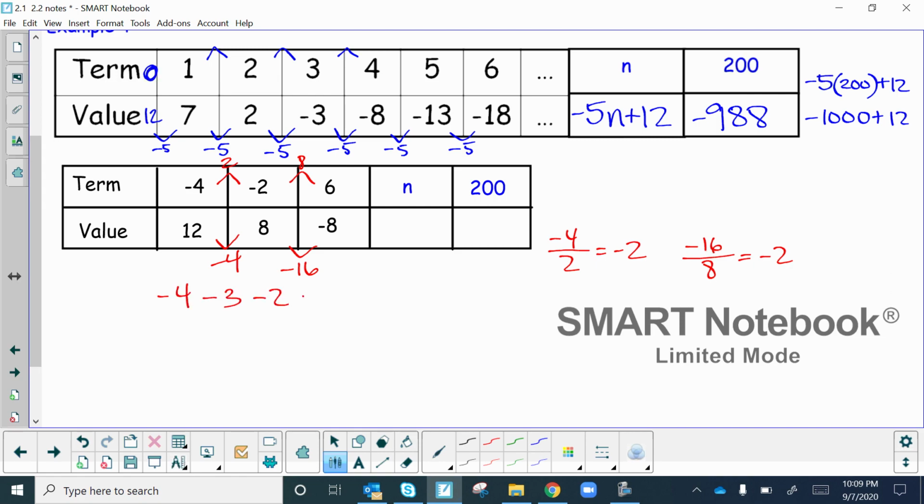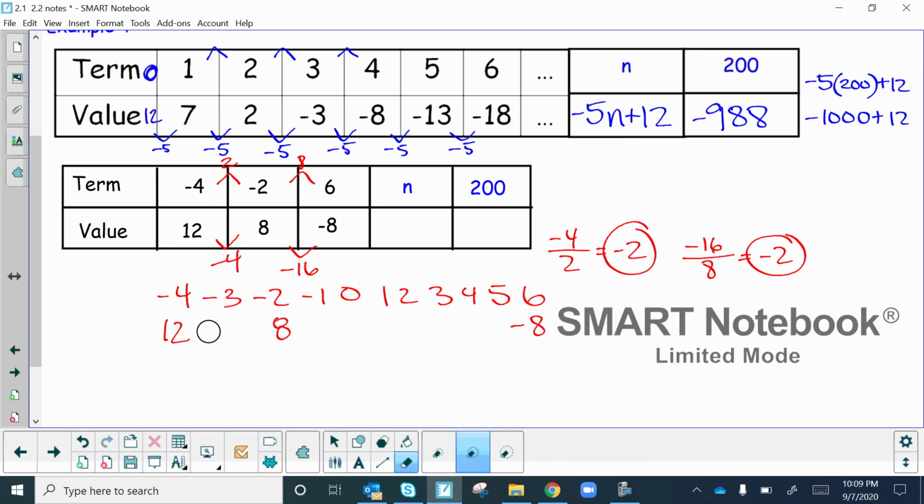-3, -2, -1, 0, 1, 2, 3, 4, 5. I'm not going to go, well, I'm already there. Let's go to 6. Okay, so -4 was at 12, -2 was at 8, and 6 was at -8. Now, what did we come up with? Our slope, our change, is going down 2 technically for every single term. So that means this one would be 10.